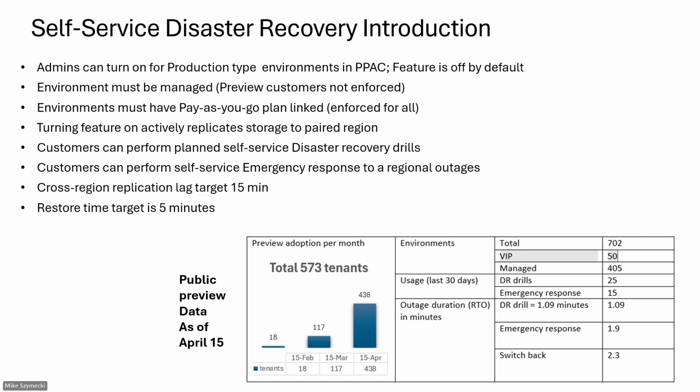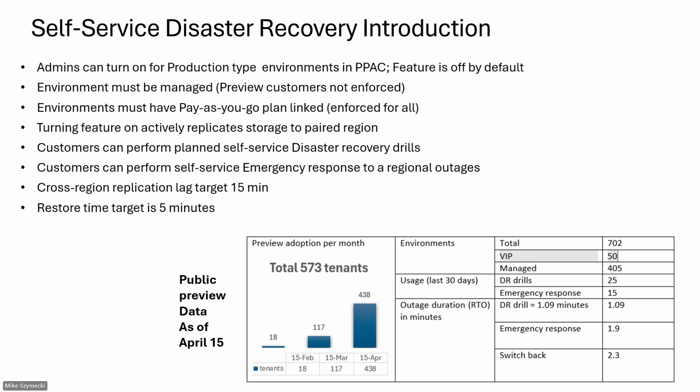The difference is that the disaster recovery drills are what we call planned failover, meaning that there is no data loss. The emergency response would incur, it's what we call unplanned failover, which could incur some data loss represented in time. And the target goal for that is less than 15 minutes. And this is what the customer would usually compare to their RPO.